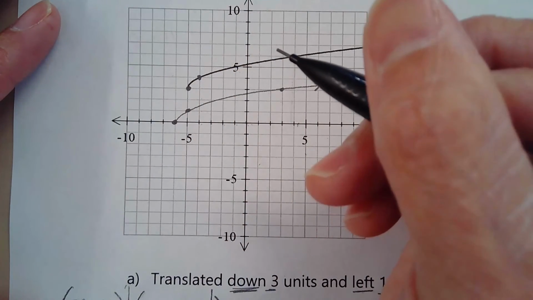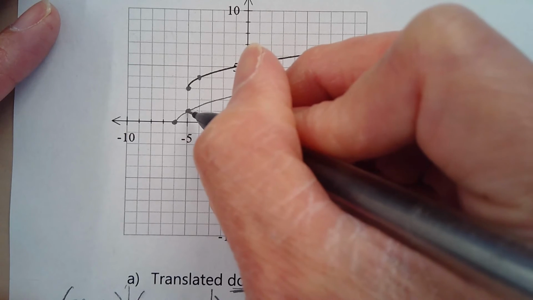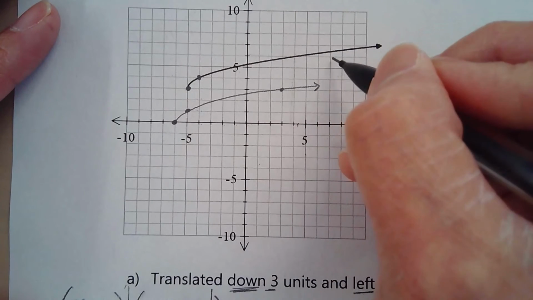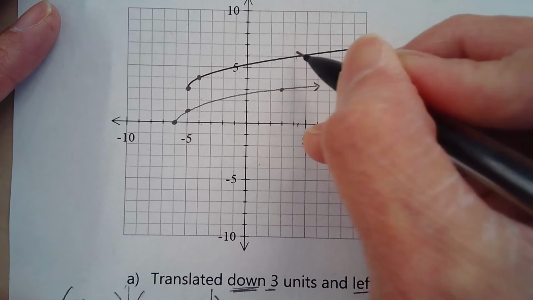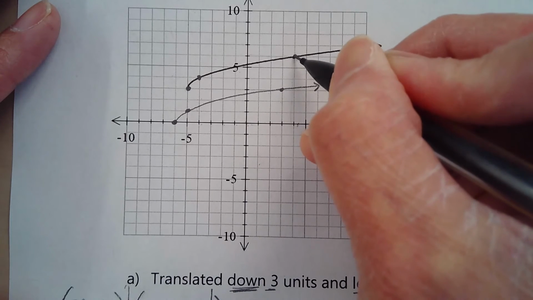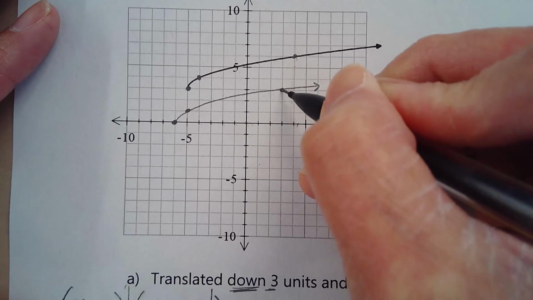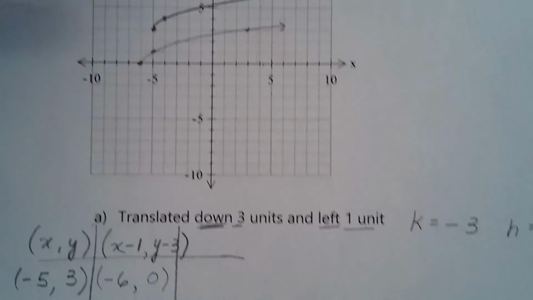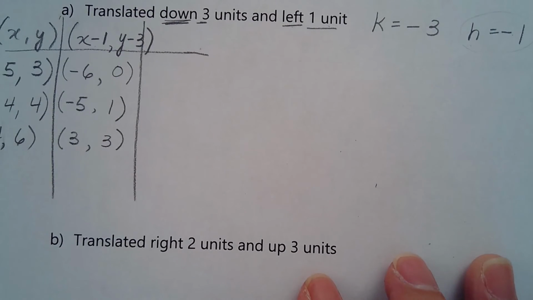The vertical is down 3. So that's 1, 2, 3, and then left 1. So now this is the new point for that. And then there's one more somewhere here. What did we say? Oh, this point. You go down 3, 1, 2, 3, and then left 1. Now it's that right there. Yes? Is it getting better? Okay. Now that we have that, we're ready for the equation.